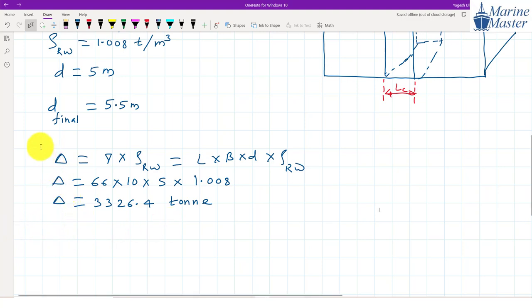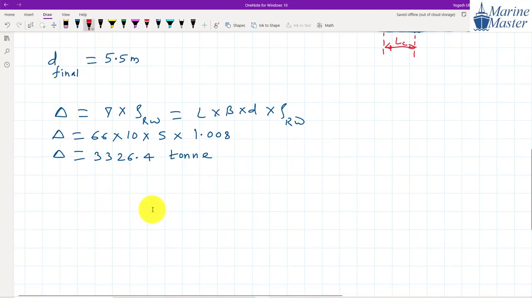No. Here, see, there is no bilging in the initial scenario. That's why we are considering that the initial displacement and our final displacement are the same. That is our important assumption in this case, guys. And why we are going to assume this, I will explain in a few minutes.